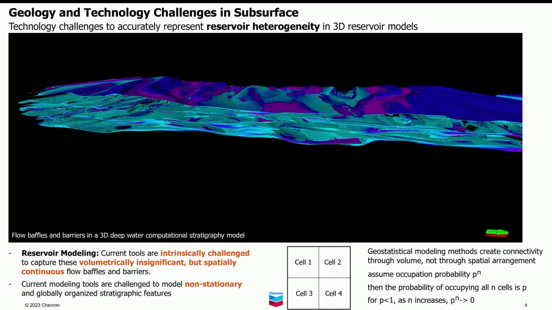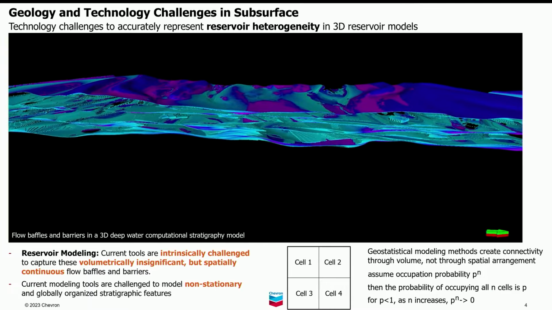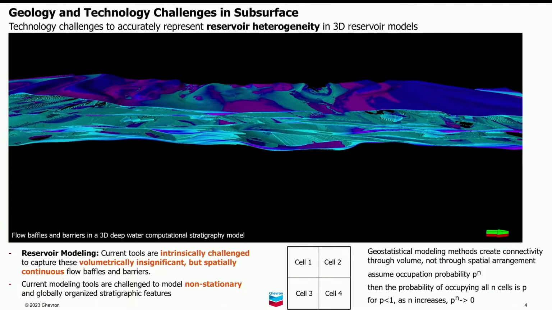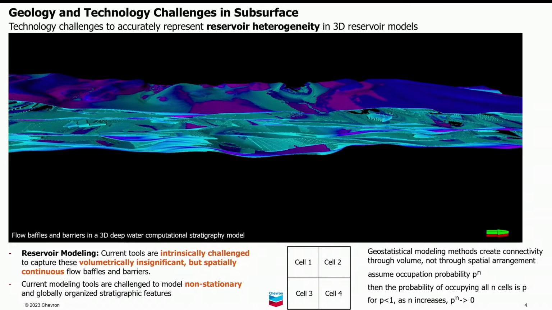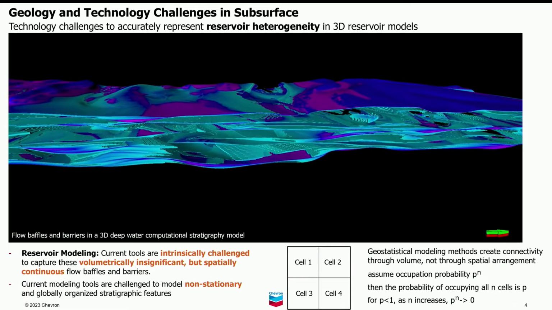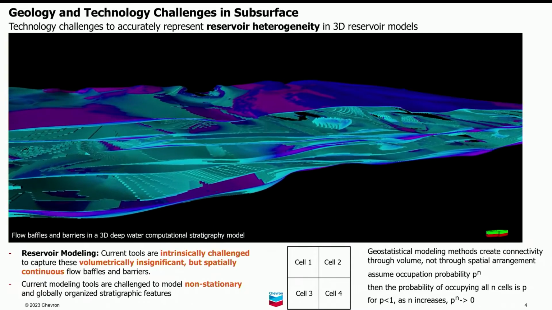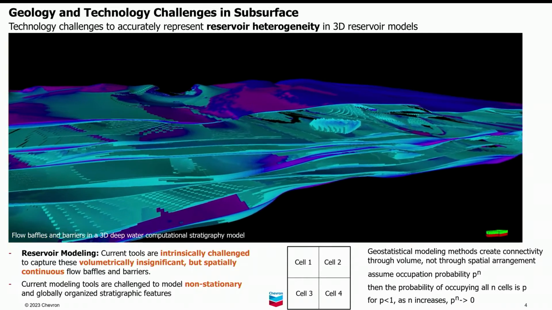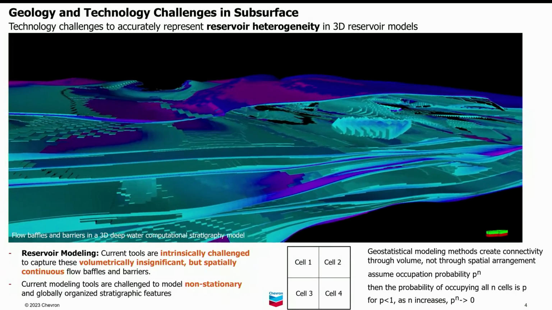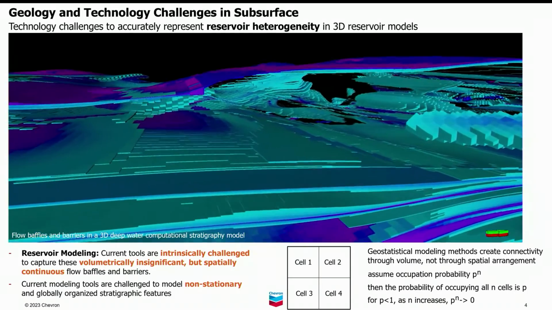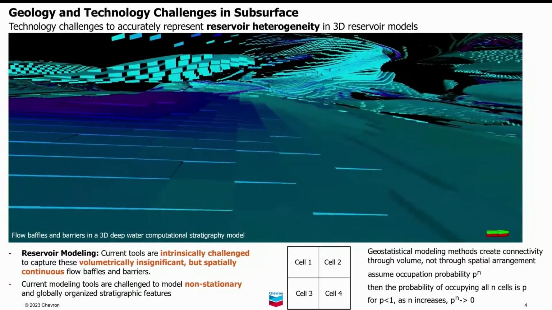So even if you know everything, let's say we assume that for some reason you obtain the exact distributions of the subsurface. You know where the sand distribution is. You know where the shale is at, etc. Our current modeling technologies are still not able to represent them effectively in our 3D models. What do I mean by that?